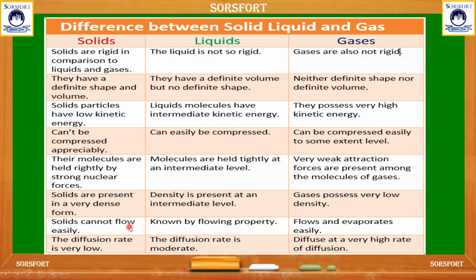Solids cannot flow easily, known by the flowing property. Liquids flow, and gases flow and evaporate easily. In solids, the diffusion rate is very low, and in liquids, the diffusion rate is moderate, whereas in gases, diffusion occurs at a very high rate. Okay, now these are all the properties and differences of solids, liquids and gases.